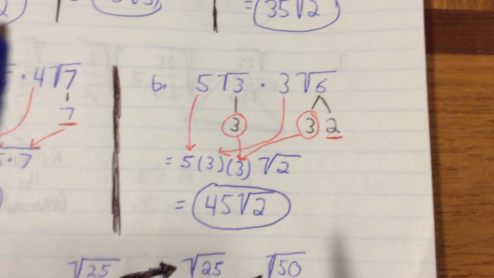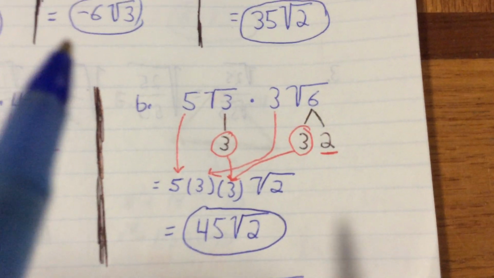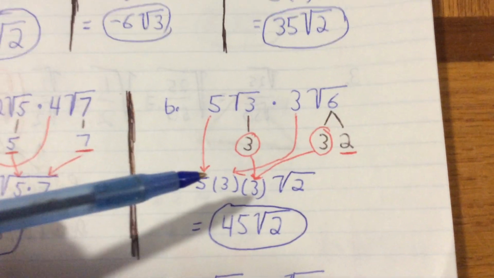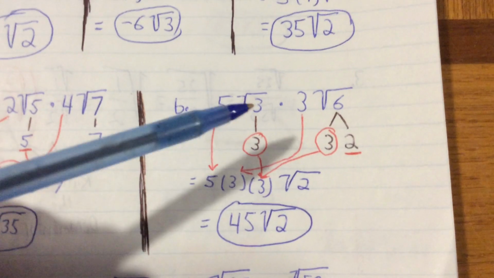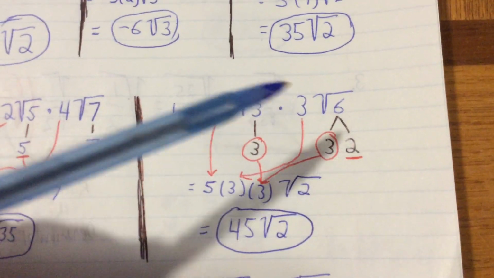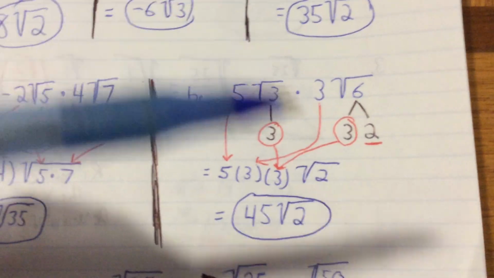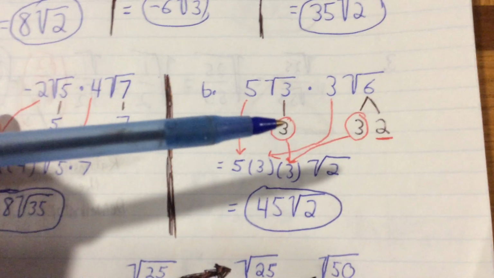All right, looking at part B, this one was a little bit more interesting because we did have stuff to do on this one. Looking at the outside, we have the 5 and the 3. We don't want to forget about those. If you want, you can go right down to the bottom and write those down right away just so you don't forget about them. And then we're going to factor tree the root 3 and the root 6. Now, the way that I think of it, even though it's 2 radicals multiplied together, I think of it as one giant factor tree. So we have a 3 come down from the root 3.